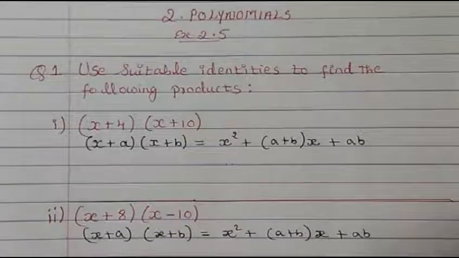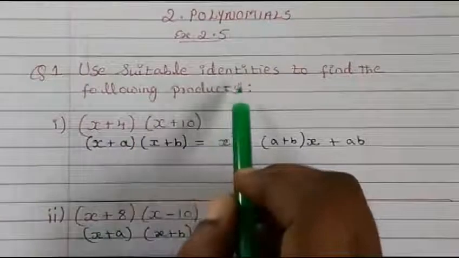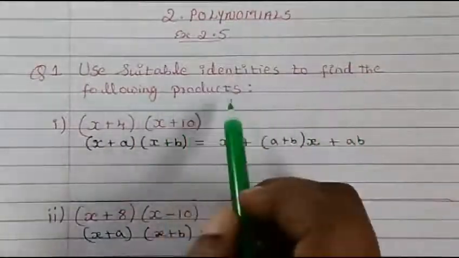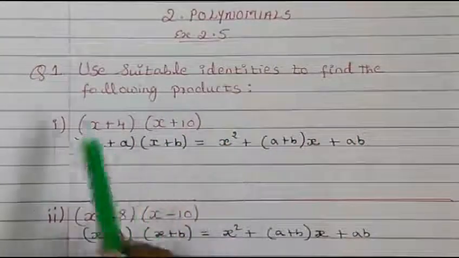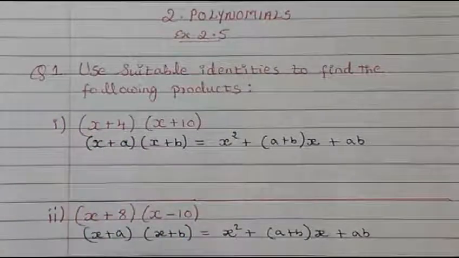Today we are going to study from class 9, chapter 2 polynomials. From there, exercise 2.5, question 1. Use suitable identities to find the following products. In this question, there are 5 parts, and we are going to do all the 5 parts here.